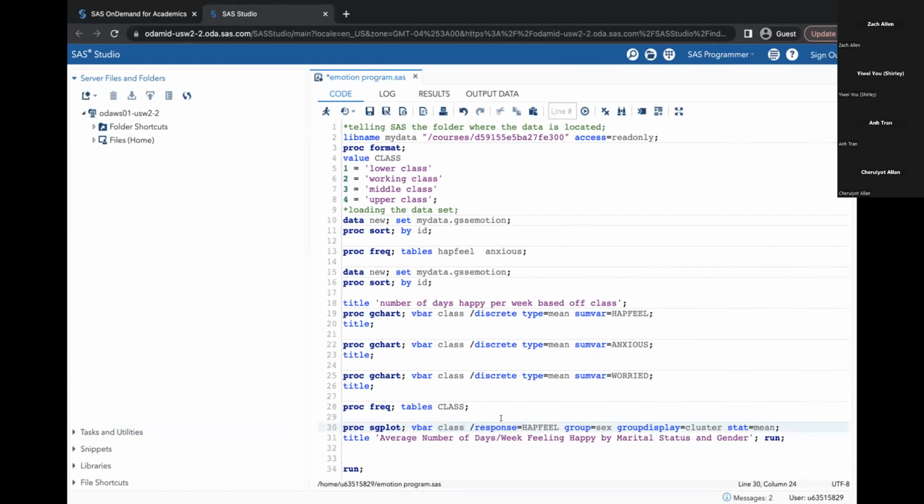Now where it says group sex, leave it there. You're going to do the same thing. We're going to look at class by happy feelings, but we're going to stratify it by sex. So change the title though: average number of days for feel happy by, instead of marital status, put class instead of marital, so that we don't get confused. Perfect. Now just save and run.